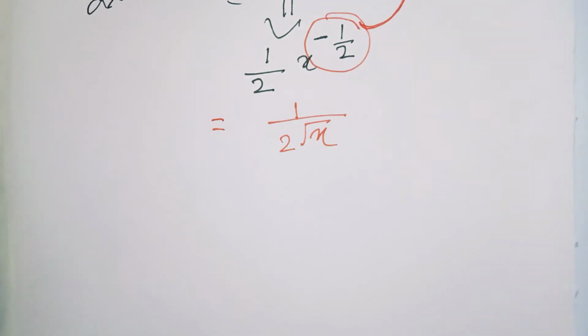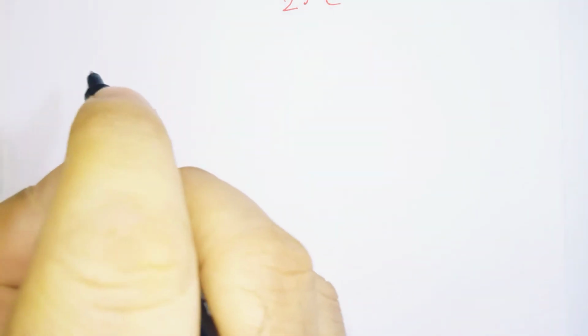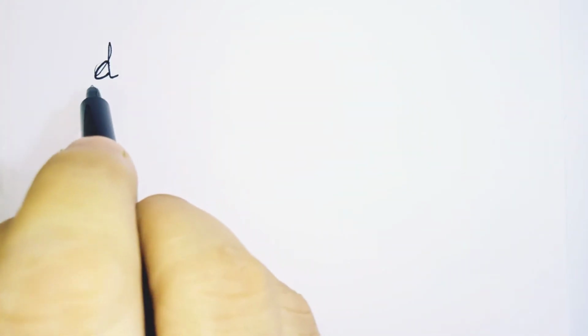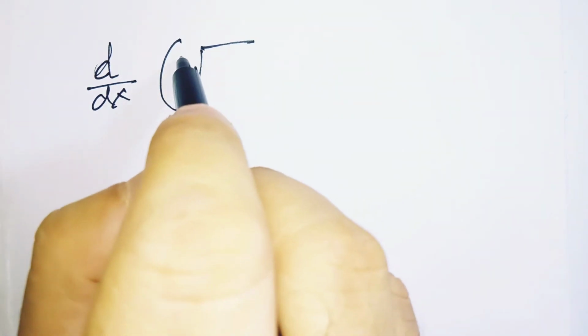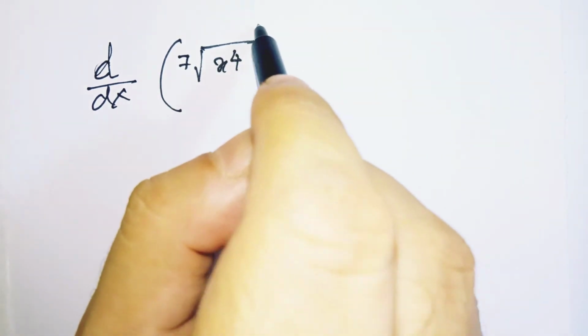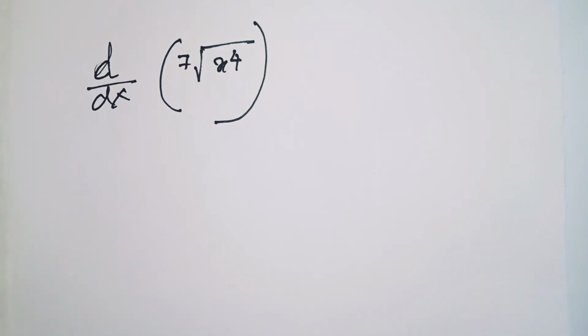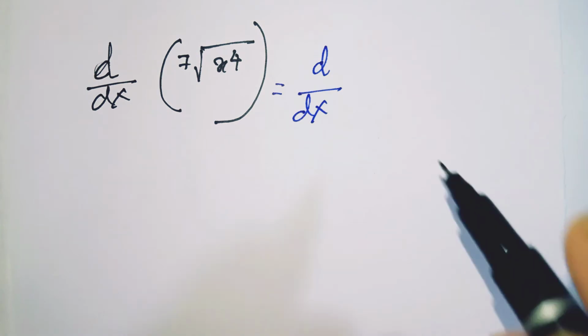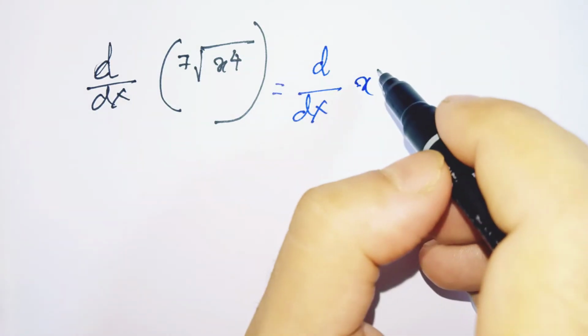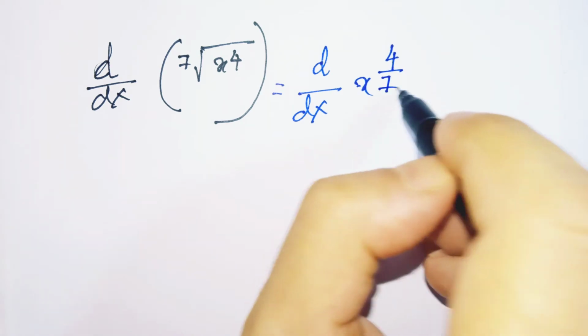So let us say, I will push this aside, a fresh one. For example, if I want to find the d by dx of this one, the 7th root of x raised to the power 4, let us see how we can solve this. What we do here is write d by dx, and we rewrite this as x raised to the power 4 by 7.